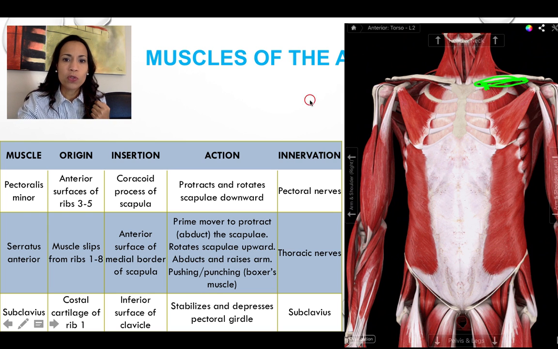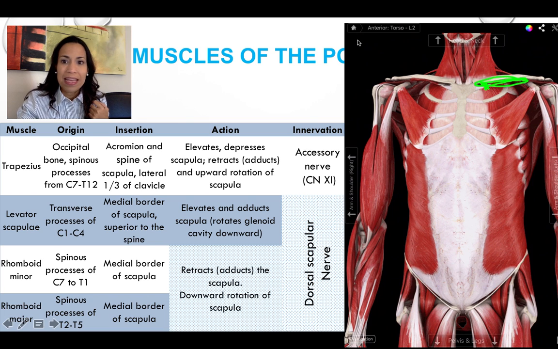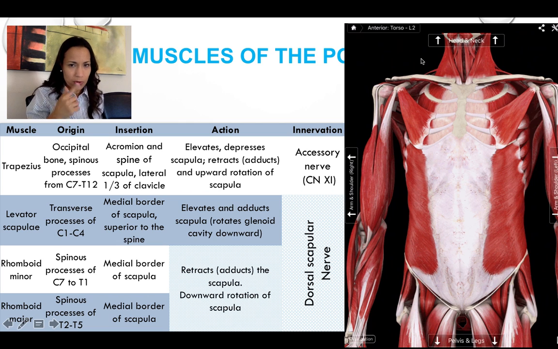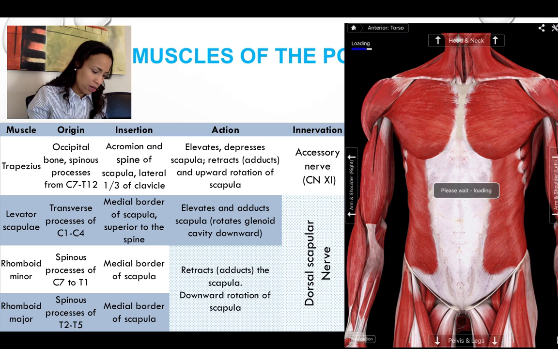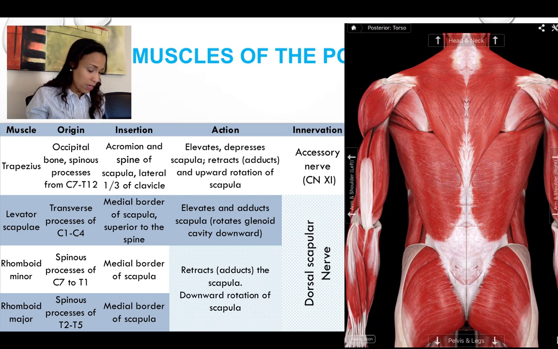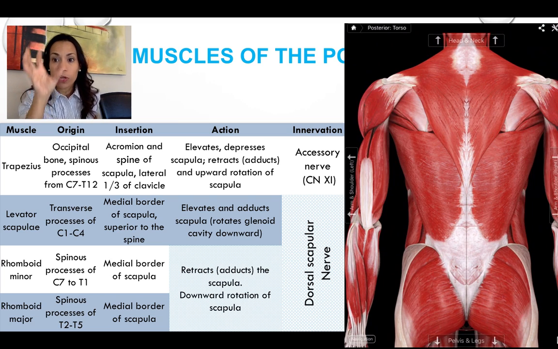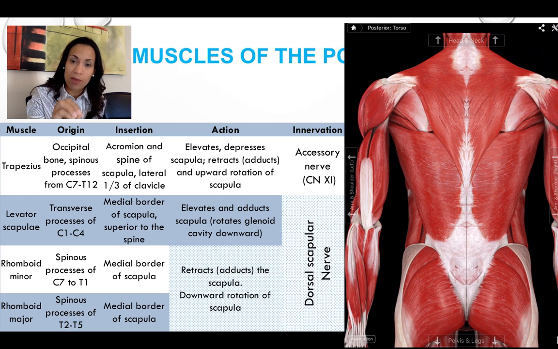Okay, so let's go to the next set of muscles. And now we're going back into the posterior surface of this gentleman. And we're going to describe the posterior muscles of the thorax that attach to the scapula and can move it, okay? In here, we're going to describe 4 muscles, not 3, which are actually 3. See? Trapezius, levator scapula, and rhomboids, minor and major.